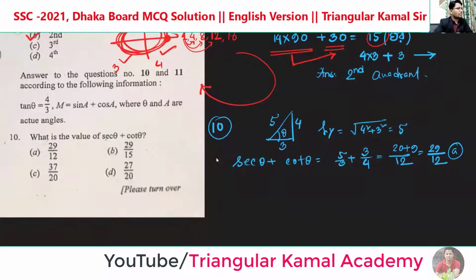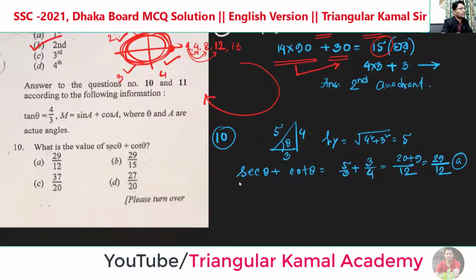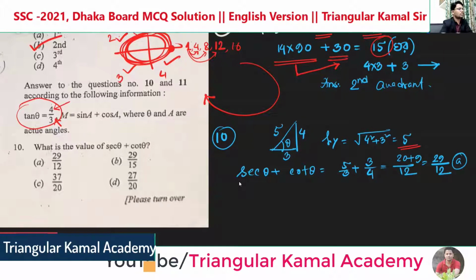Question numbers 10 and 11 we have to solve using this system. Tan theta equals 4/3, m equals sin a plus cos a, where theta and a are acute angles. What is the value of sec theta plus cot theta? So here the tan theta information is given. That means opposite and adjacent are given. By using the Pythagorean theorem, we can find the hypotenuse.